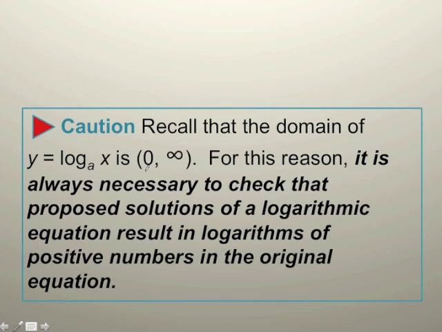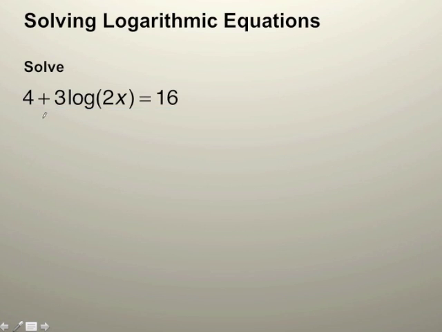Because the domain of a log function is only positives, it's necessary to check our solutions to make sure they result in positive numbers in the original equation. So we're only looking for logs of positive numbers in the original equation. Solving this equation, we've got one log, so let's isolate this. First, we'll subtract 4 from each side, and we'll have 3 logs of 2x equals 12.